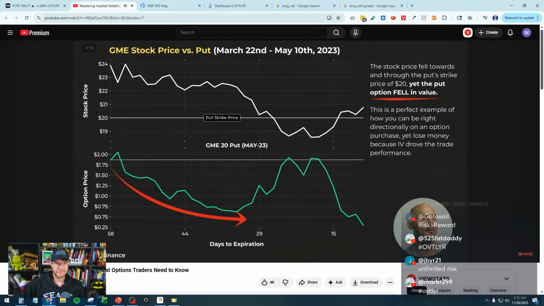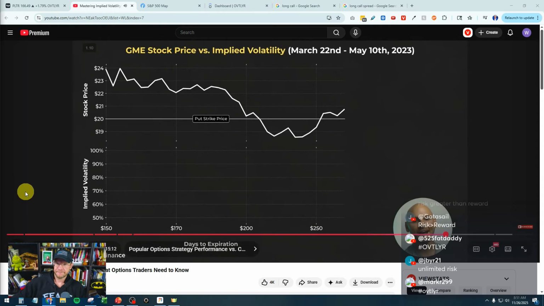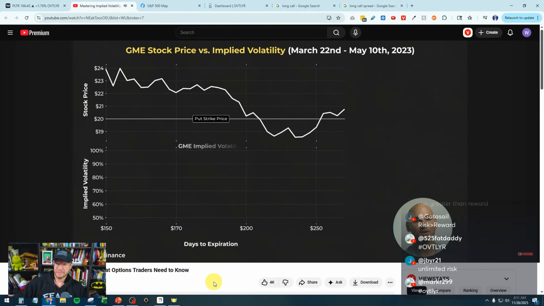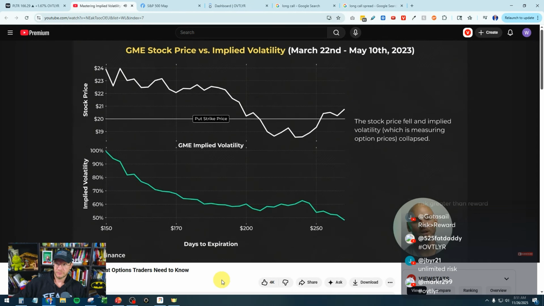And this is a perfect example of how you can be right directionally on an option purchase, yet still lose money because implied volatility overwhelmed and drove the trade performance. Let's look at what implied volatility did over this exact same period. If we change this lower half of the graph from the put's price to implied volatility, we can see that the stock price fell and implied volatility, which is measuring option prices, actually collapsed.